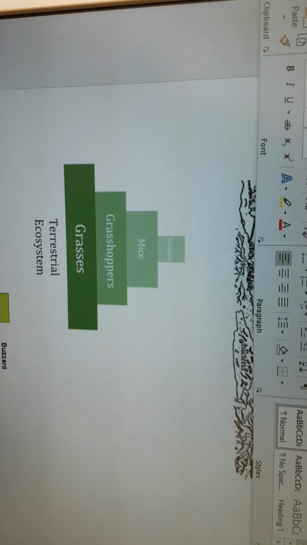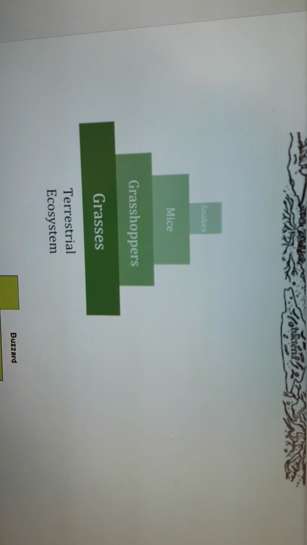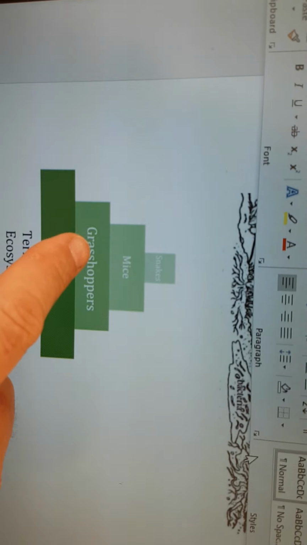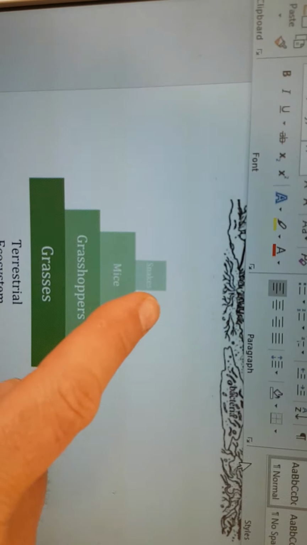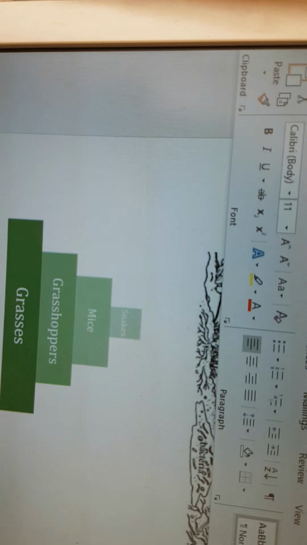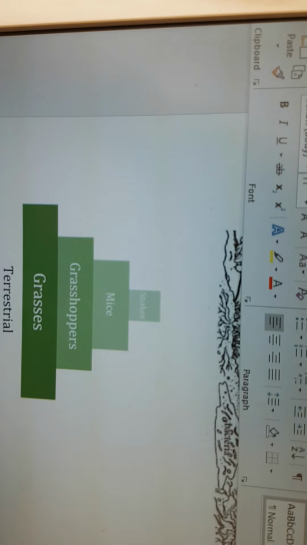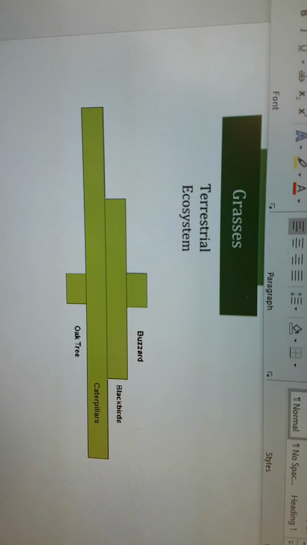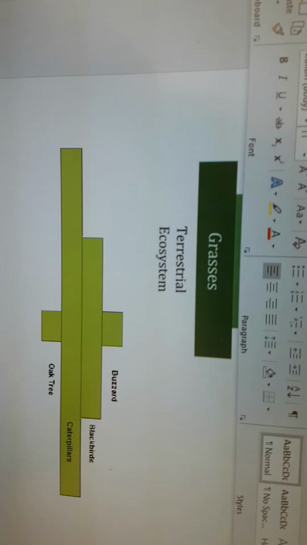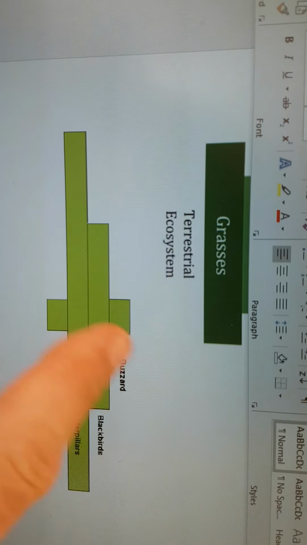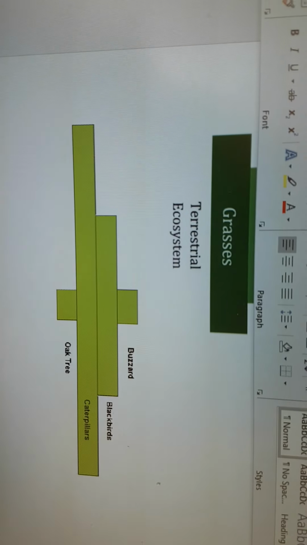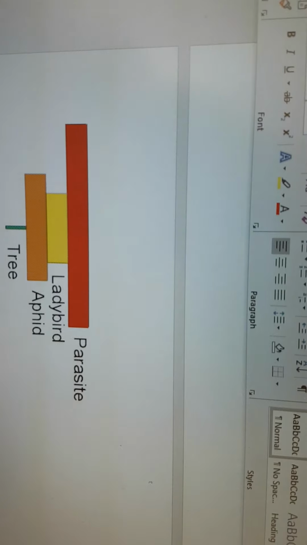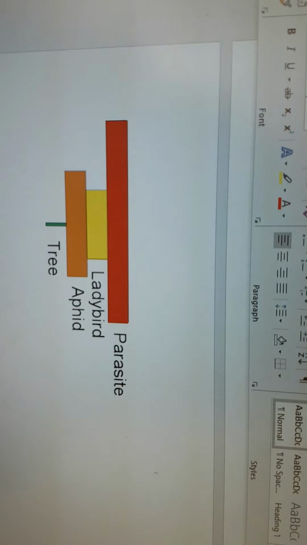Right, pyramids of number. Sometimes they are shaped like that. Many grasses can feed still quite a lot of grasshoppers, feeding fewer mice and even fewer snakes, but pyramids of number actually aren't always pyramid shaped. When is a pyramid not a pyramid? No, it's not a joke. It's a biology question. When it's a pyramid of number, at least sometimes, you can get them shaped like that, still called a pyramid of number, even if it's not a pyramid, or even like this at times.